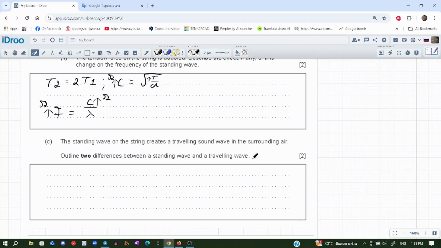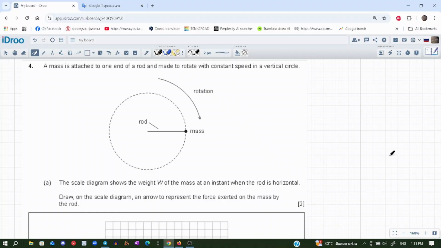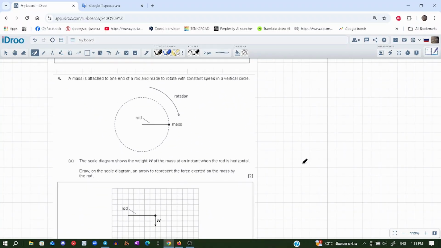Number 4. A mass is attached to one end of a rod and made to rotate with constant speed in a vertical circle. The scale diagram shows the weight of the mass at an instant when the rod is horizontal. Draw on the scale diagram an arrow to represent the force exerted on the mass by the rod.